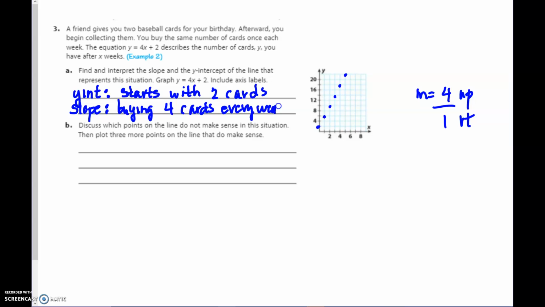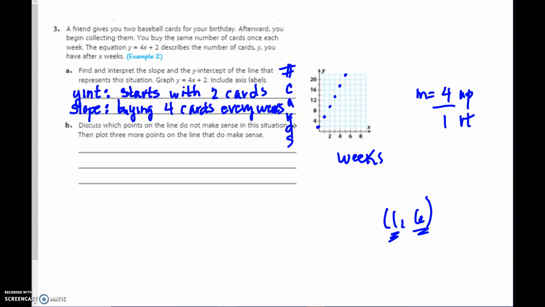So they ask us to put some labels in here. And so what we have over here is the weeks. In the first week, he didn't buy any, but he started with 2 cards from his friend. So the first week, he bought 4 cards plus the 2 from his friend. So you can see we have the ordered pair (1, 6). So after 1 week, he has 6 total cards. So we had weeks over here and the number of cards represented over here.